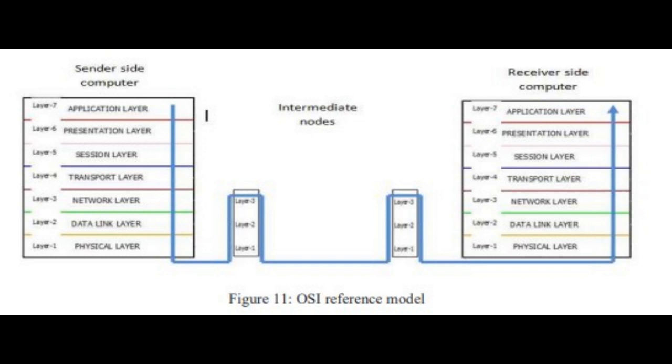It was proposed by ISO, International Organization for Standardization, in 1984 after the TCP/IP model. Figure 1.1. OSI reference model. Look at the screen. Layer 1, physical layer.